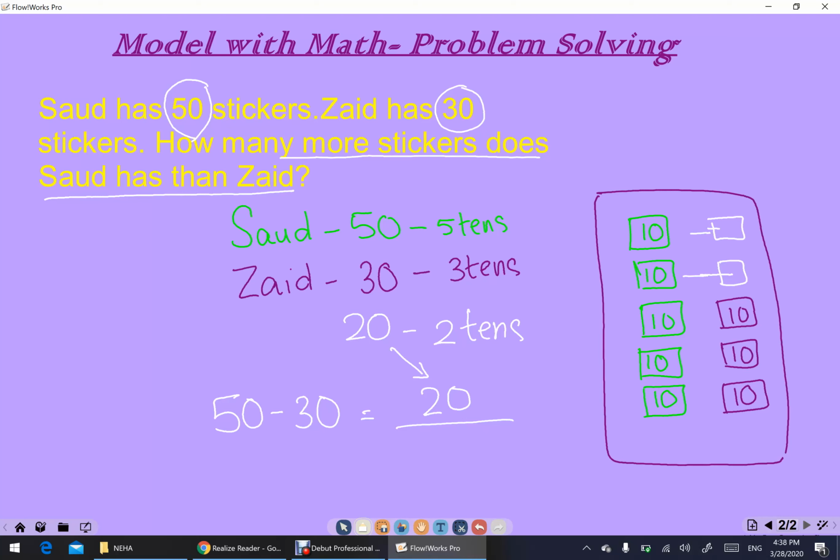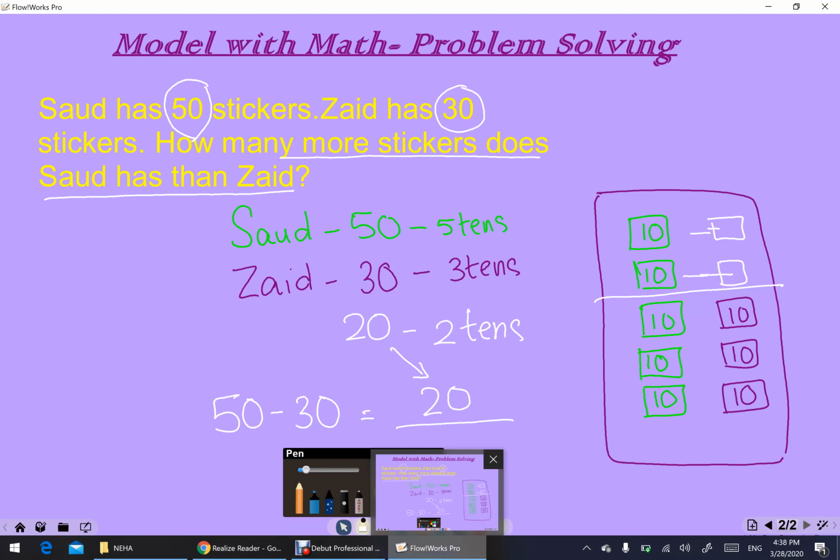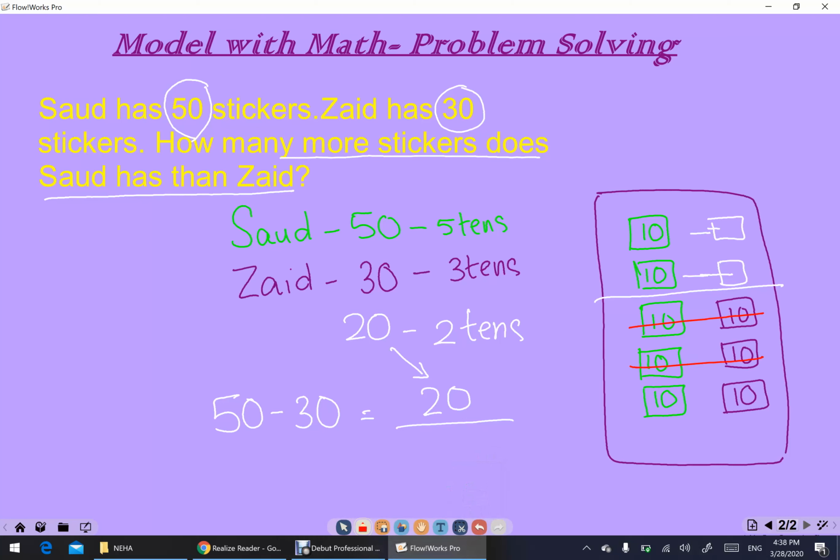I draw 50 stickers. So 50, I know it's 5 tens. 5 times I draw tens. And Zaid, he has 30 stickers, so I draw 3 times tens. And then I want to know how many more Saud has. So another way is I will just remove the equal numbers. Now how many are left? The same thing, 20. Right? So my equation will be 50 minus 30 equals 20. You understand? This is what we are going to do over here in this lesson.